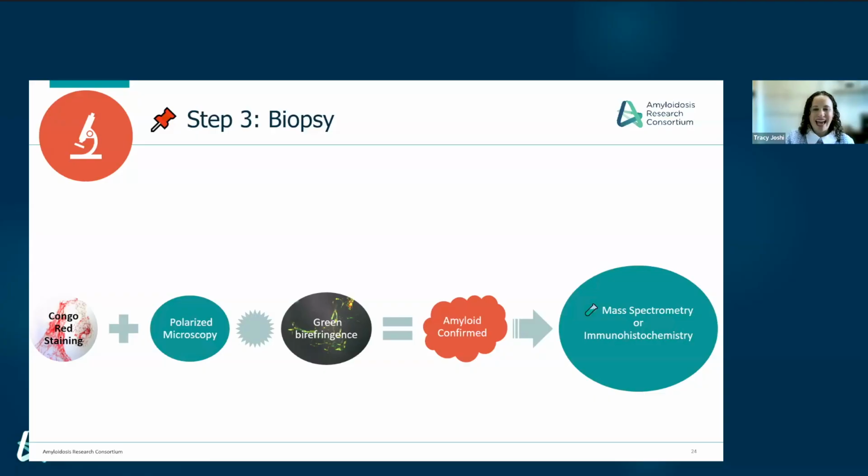Mass spectrometry is a highly sensitive test that can identify the exact type of amyloid protein. Now, immunohistochemistry uses antibodies to detect specific types of amyloid. This process from biopsy to advanced testing is key to confirming amyloidosis and making sure each patient gets the right treatment for their specific disease.